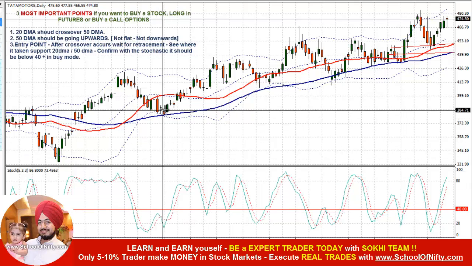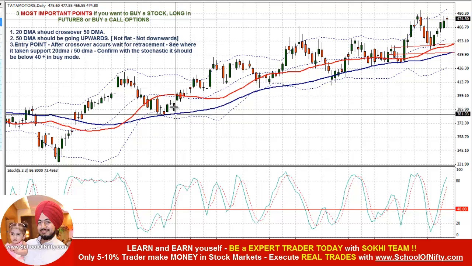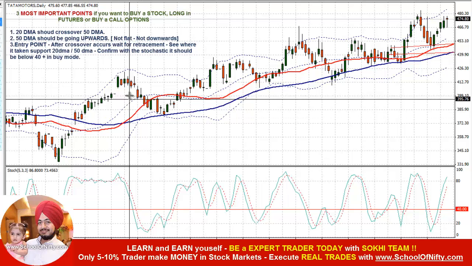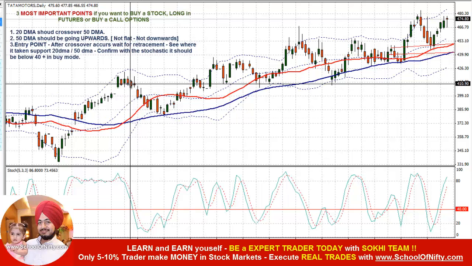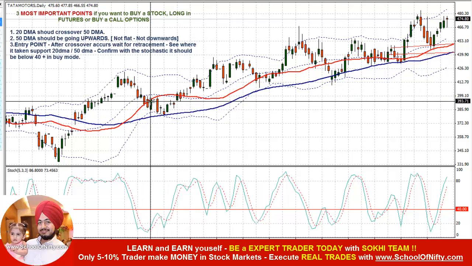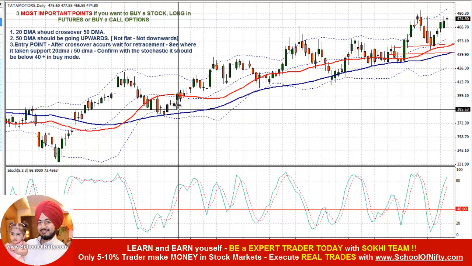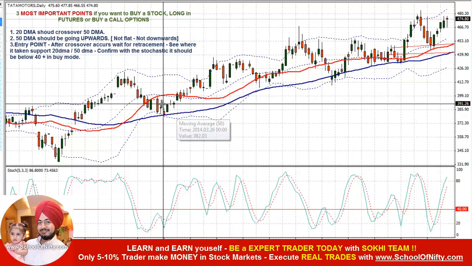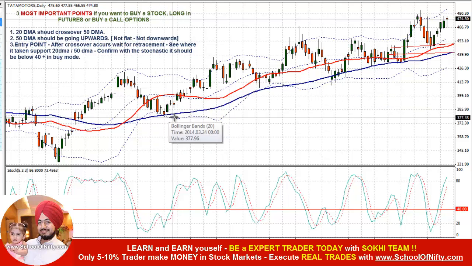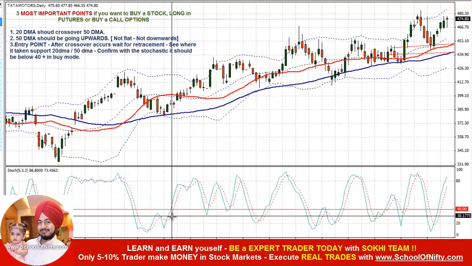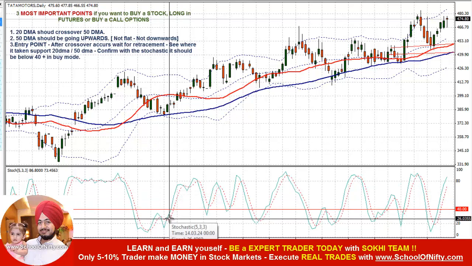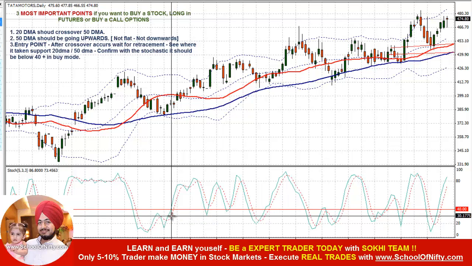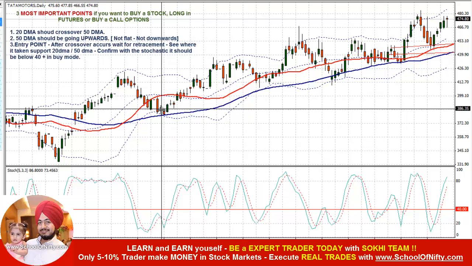So in this chart, at this region, you see the 20 days has crossed the 50 days, but I don't buy here. I wait for a retracement. It has come down over here, and it has taken support at the 50 days moving average. Fine. Now you see the stochastic is below the 40 mark. Yes, it is. And it's in buy mode. Yes, it is. So this is the area where I buy.